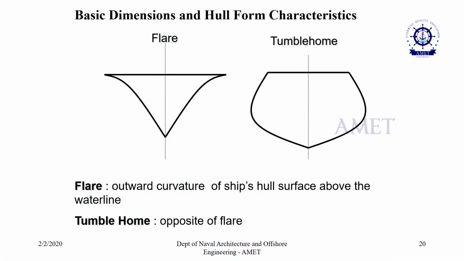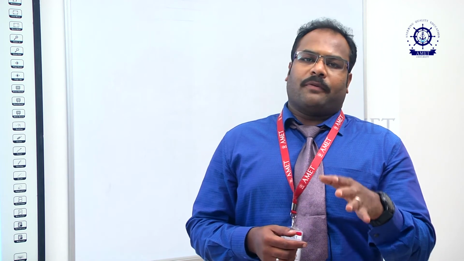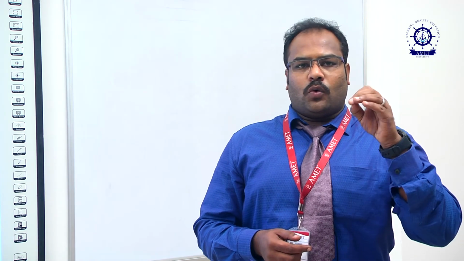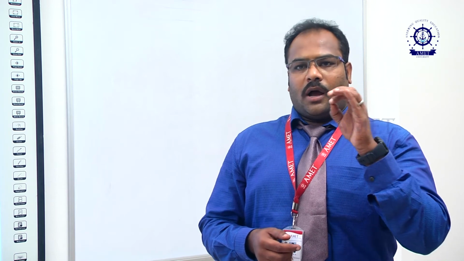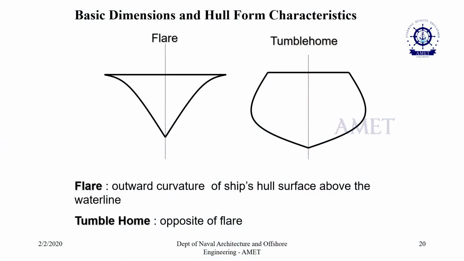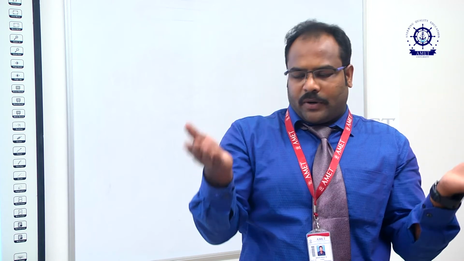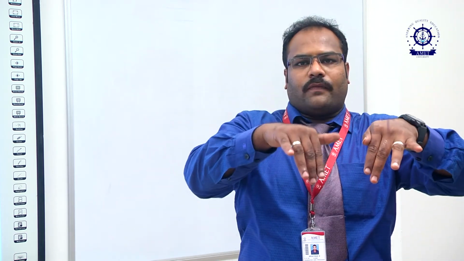Now, moving on to the flare and then tumble home. Flare is the outward curvature of the ship's hull above the water line. So, why is camber given? Camber is given for preventing additional weight due to wind, water, waves and rain on the deck. Now, flare is given. Why? To prevent the water from coming onto the deck. As the ship moves, it falls down. When it falls down, the flare will prevent the water from entering the ship's deck.